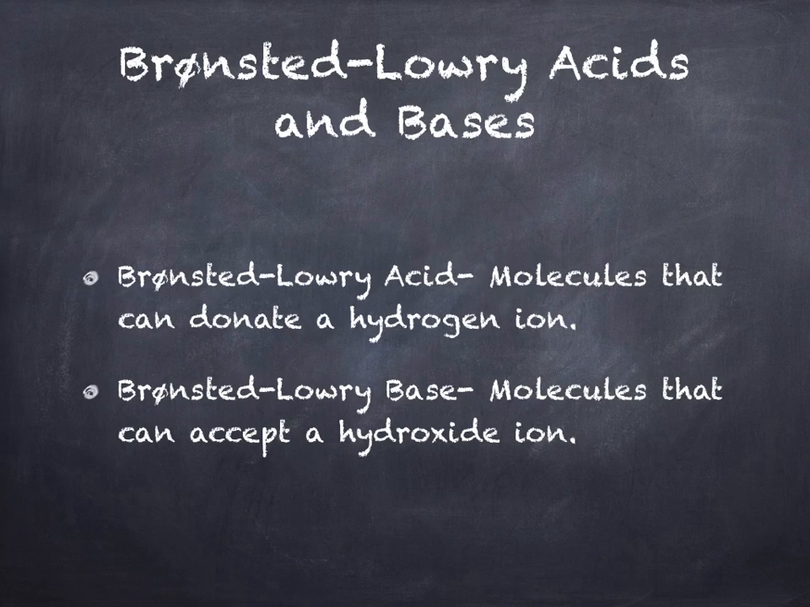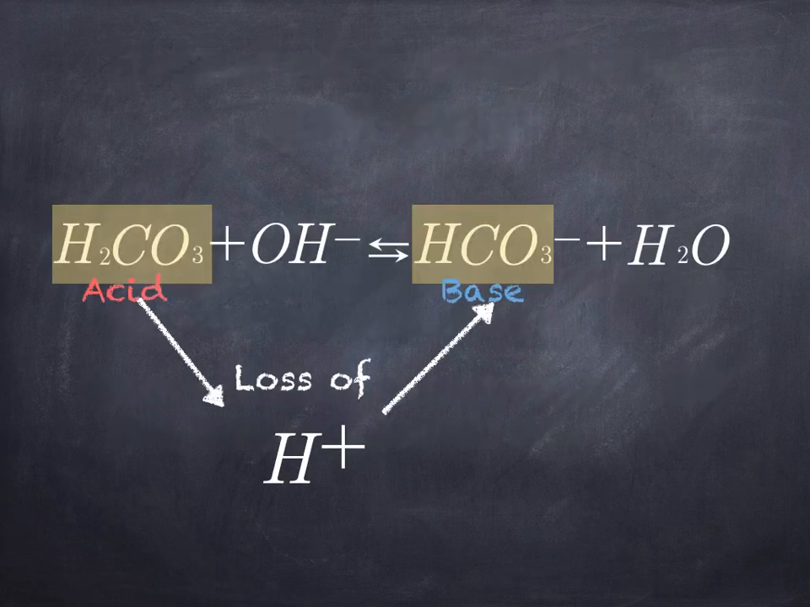So according to our definition, molecules that can donate a hydrogen ion we call an acid, and so that would be our H2CO3. And molecules that can accept a hydrogen ion, we call a base, which would be HCO3. So here we have an acid, and here we have a base. One's donated a hydrogen ion, and one's accepted a hydrogen ion. So this forms a conjugate acid-base pair.